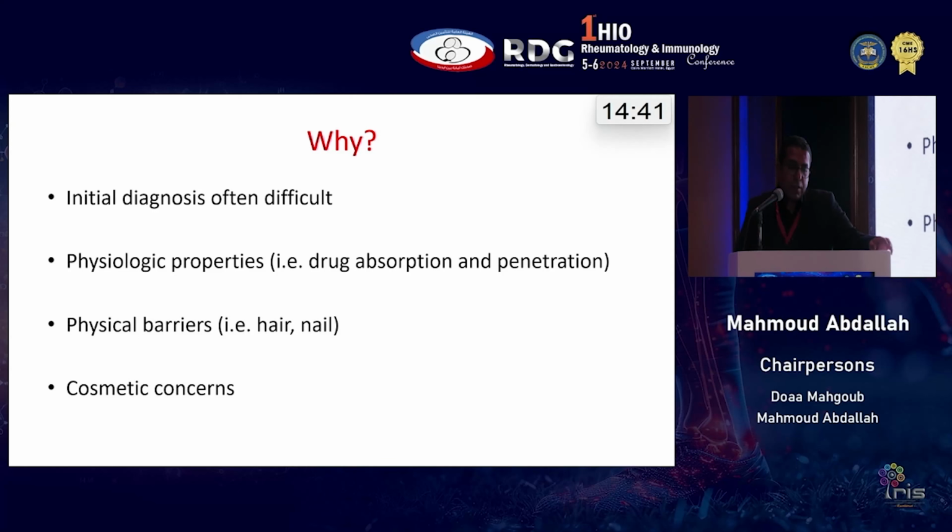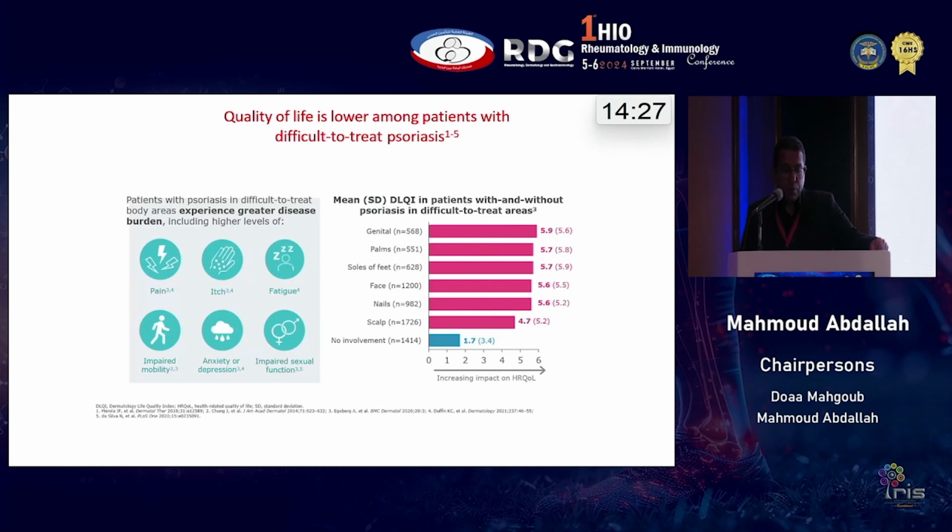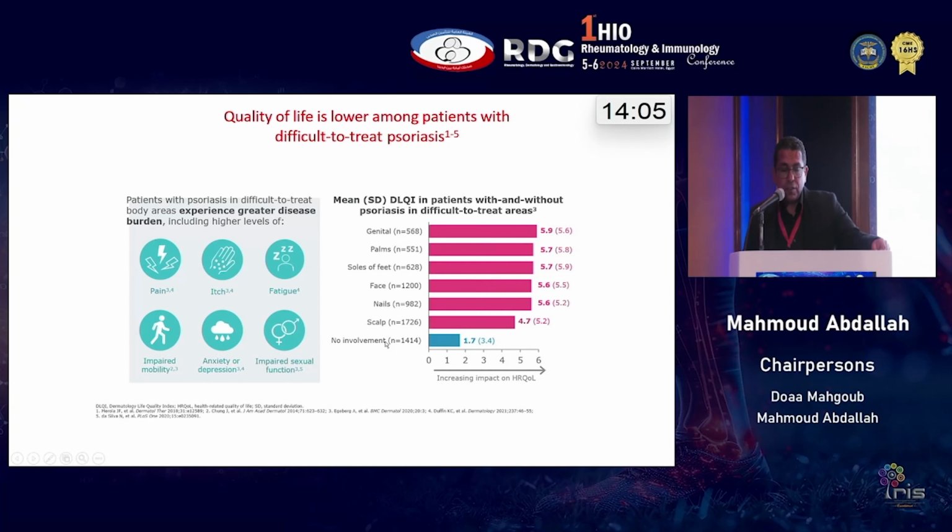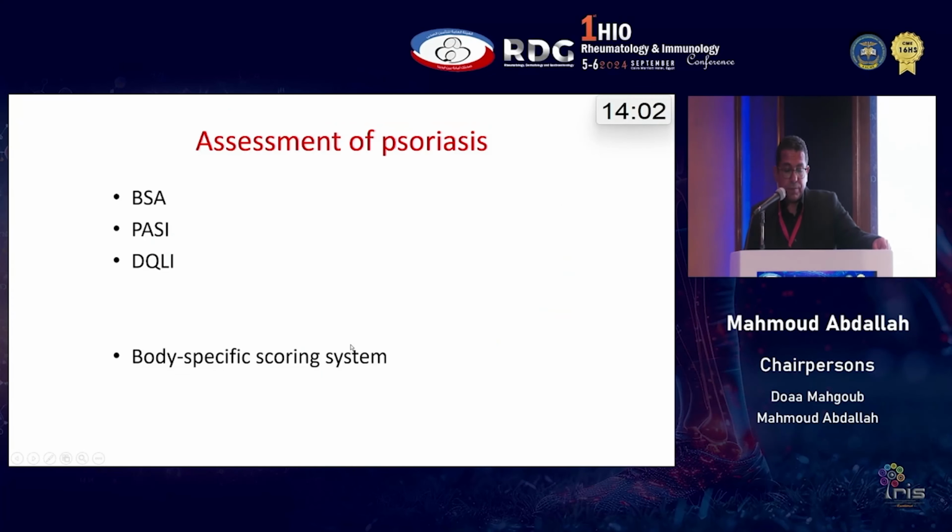Why are they difficult to treat? The diagnosis is often very difficult. Physiological properties, drug absorption and penetration are not easy in these sites. There are physical barriers like in the hair and in the nails, and these areas are mostly of cosmetic concern. They increase the disease burden, the pain, the itch, the fatigue, the impaired mobility, and also patients who have involvement of difficult to treat areas usually have a higher DLQI than those who do not have involvement of difficult to treat areas, as you see in this graph.